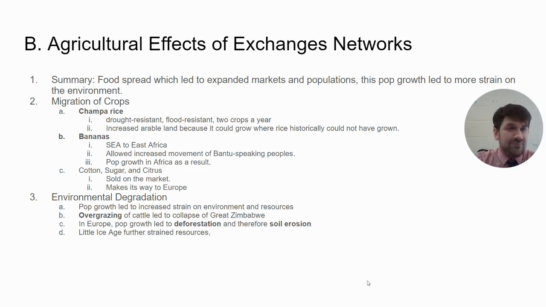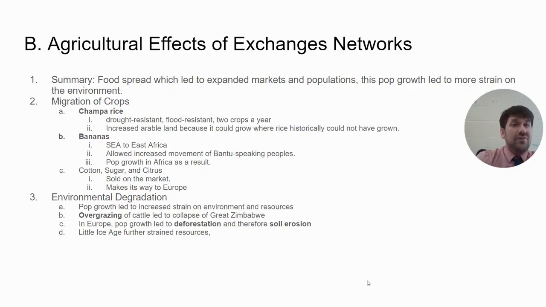So things like that. And then another important part of this would be that Champa rice could grow in a more diverse climate and biome, which meant that land that used to be useless in parts of the world became incredibly useful when Champa rice spread throughout the Indian Ocean and Silk Road network.